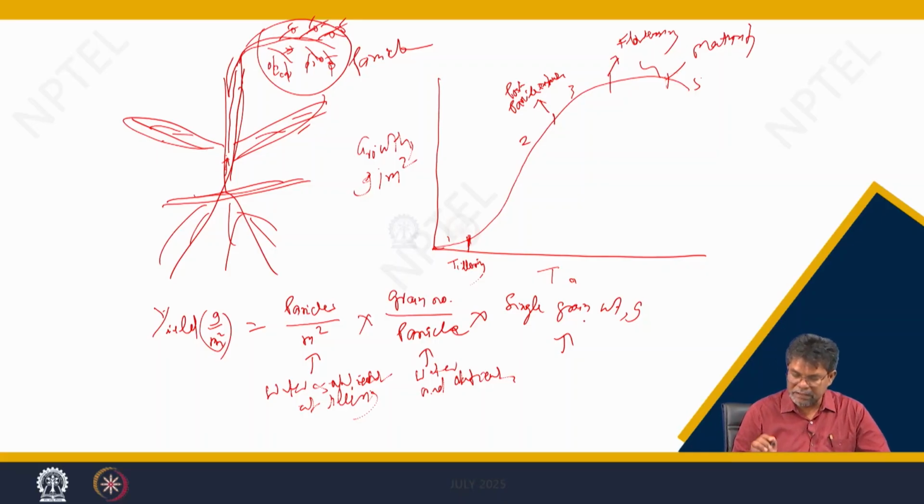The other one, single grain weight, is a genetic parameter that is crop specific and varies from crop to crop. Some crops have a thousand-grain weight of maybe 20 grams, some crops maybe 30 grams. So, single grain weight depends upon crop specific parameters, and we are not going to make any management to enhance the single grain weight.